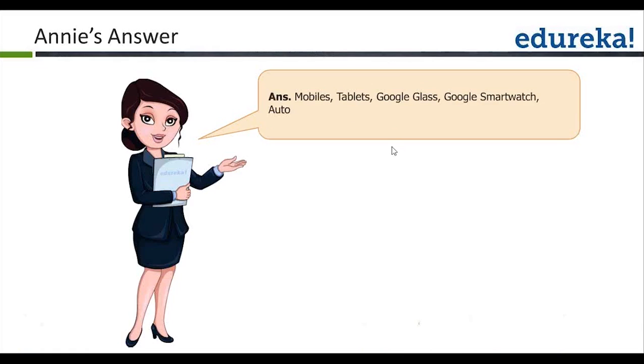I would say Android can run on mobiles, tablets, Google Glass, and Google Smartwatch. Now Google has also released the Android version for autos. Whatever four-wheelers you have, the equipment available in those four-wheelers is running the Android version. So basically now Android is spreading to all the technologies. When I started with Android in 2010, it was limited to mobiles, but now Android has come into a lot of things.